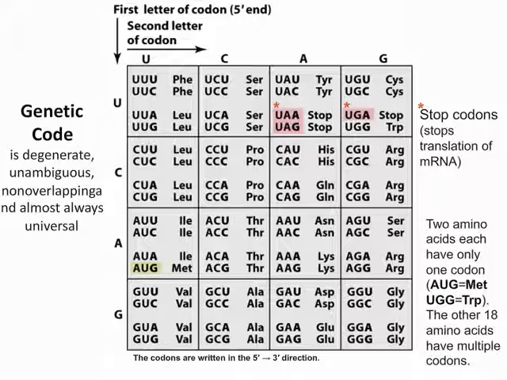On the very bottom right corner, it's important to know that methionine and tryptophan only have one codon, whereas the other 18 amino acids have multiple codons. So the key thing to take away from this slide is that the genetic code is degenerate, unambiguous, non-overlapping, almost always universal. Know your start codon, which is AUG. Know your three stop codons, which are UAA, UAG, and UGA, and know that methionine and tryptophan only have one codon.